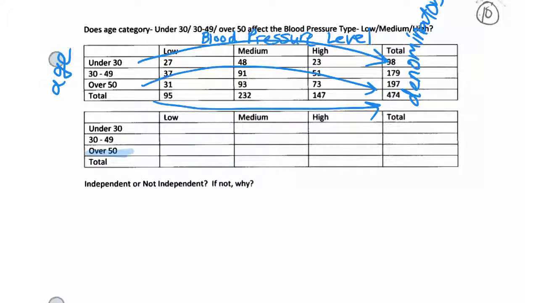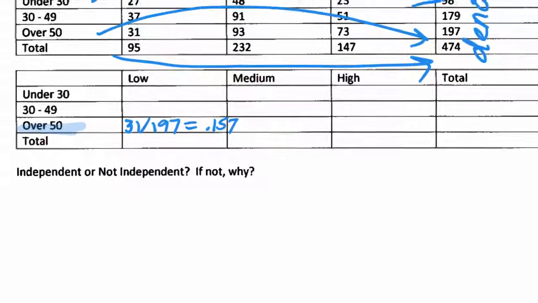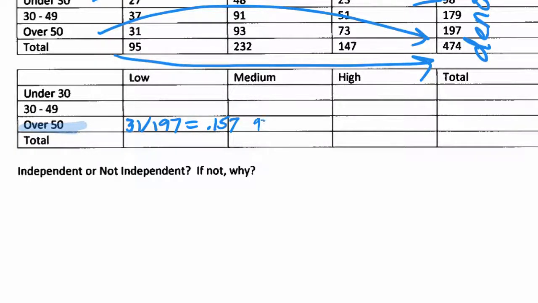So we know that this would be 31 divided by 197, and that is 0.157. So 15.7% of over 50 people are that. And then the next one you can see from your chart, it's 93 divided by 197. And that's 0.472. Okay, the high ends up being 0.371. All right, I'm running out of time, so I'm just going to do these quick fractions here. So this ends up being 0.20, 0.489.